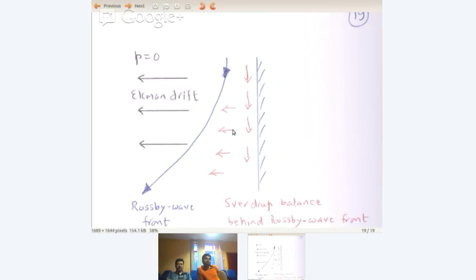And this is what happens at finite times when the Kelvin wave has gone up the coast and the Rossby wave front has moved reasonably offshore. This is the balance that you get.